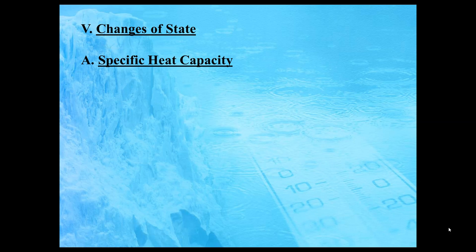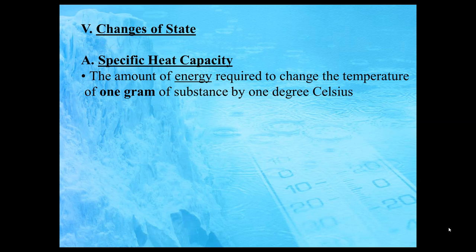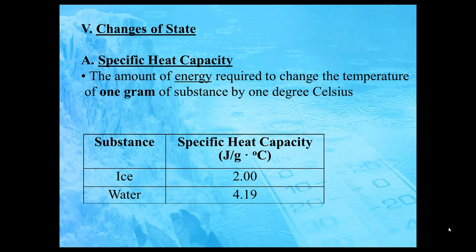Let's start off with this difficult concept of specific heat capacity. Specific heat capacity, which has a very wordy definition, is the amount of energy required to change the temperature of 1 gram of substance by 1 degree Celsius. Okay, let's look at an example of this. We're going to use ice and water as my example.